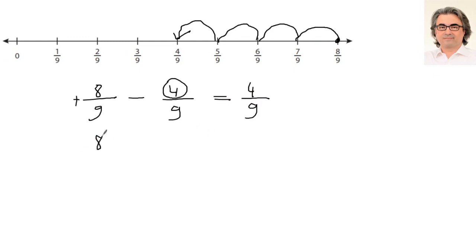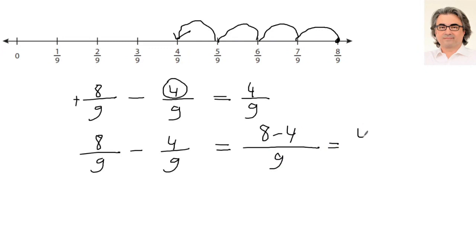And algebraically, like in addition operation, make the subtraction operation only between 8 and 4. 8 minus 4 over 9. 8 minus 4 is 4, and the result is 4 over 9. This is the algebraic method. If denominators are equal to each other, make the subtraction operation only with 8 and 4.